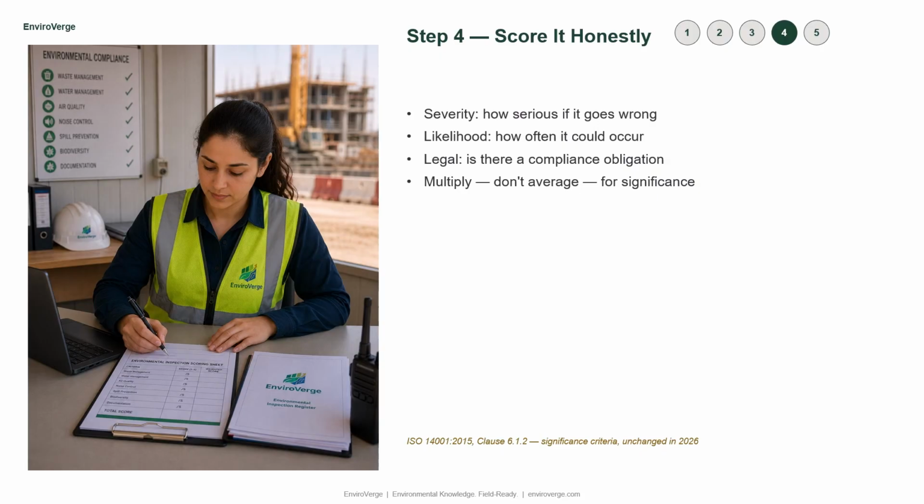Step 4. Score severity, likelihood, and legal obligation. Multiply severity by likelihood. Do not average them. Averaging understates your highest risk aspects, and that is a documented audit risk in itself.